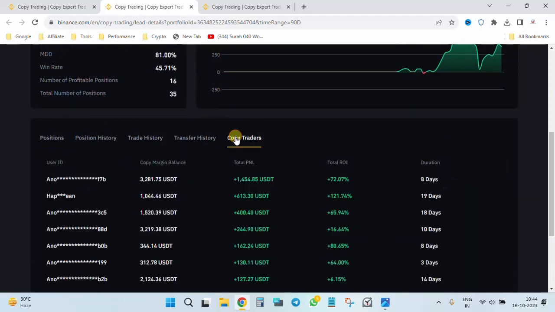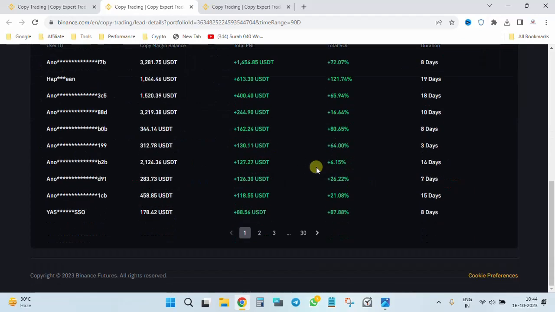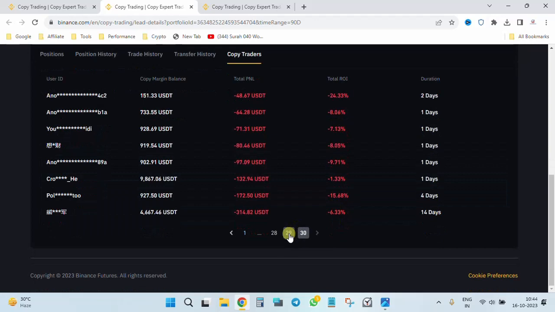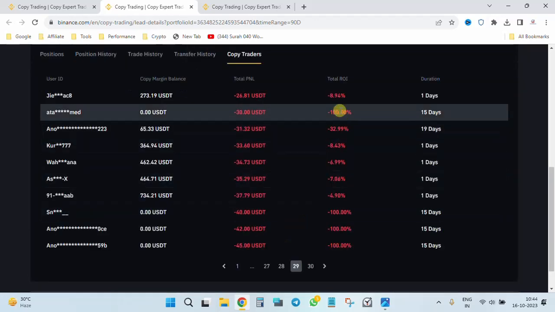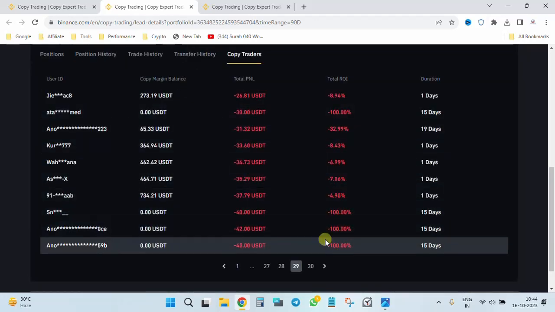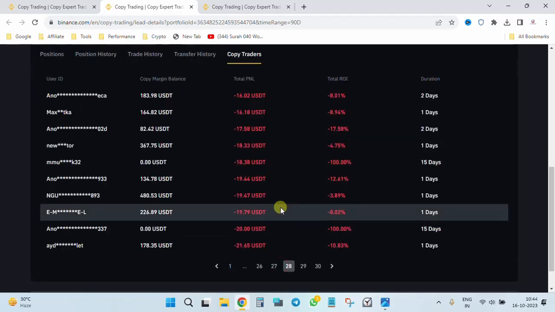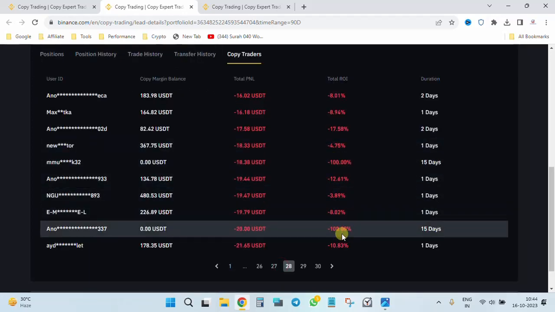Go to copy traders over here, and you can see recent profit ones. Let's see the later ones. You can see 86%, 15% losses over here, and 100%, 100%, 100%. So you can see these accounts have been blown off. So when the drawdown is very high, you can see a lot of 100% over here.